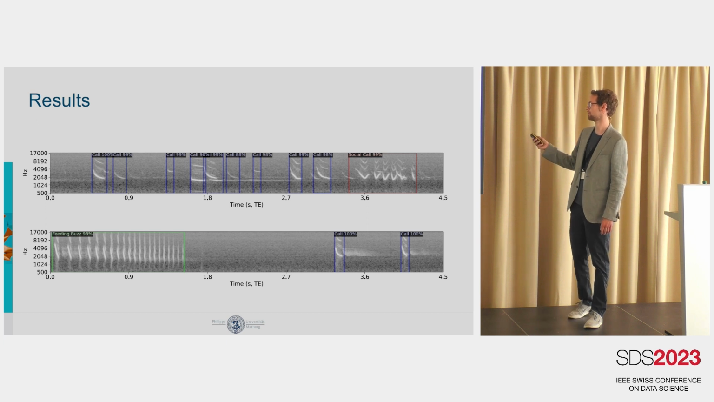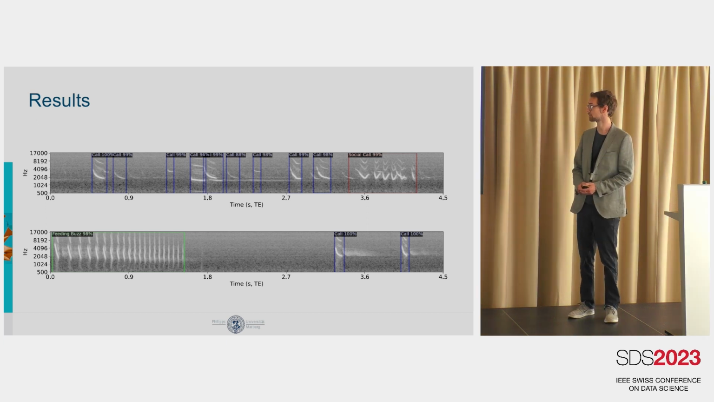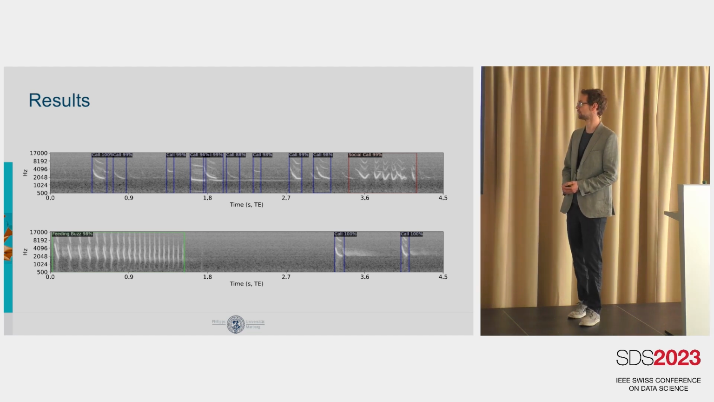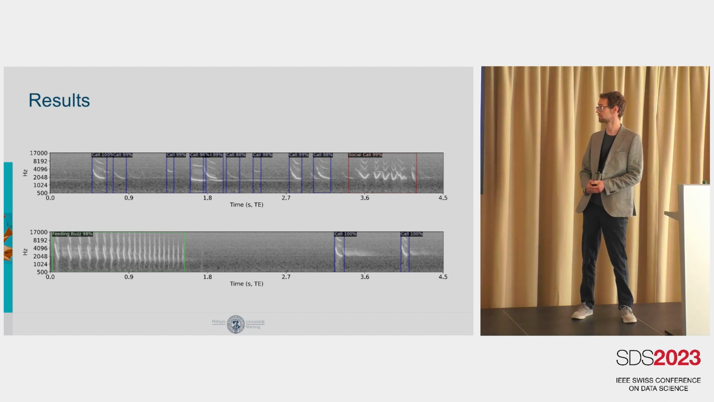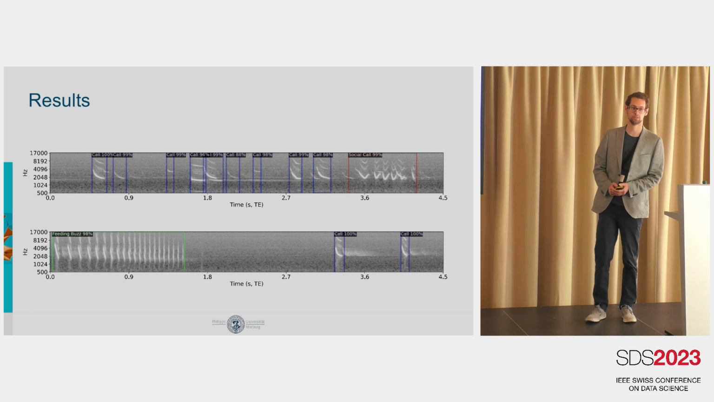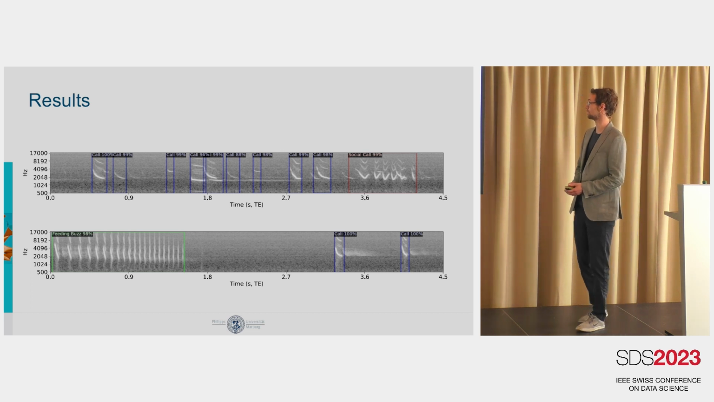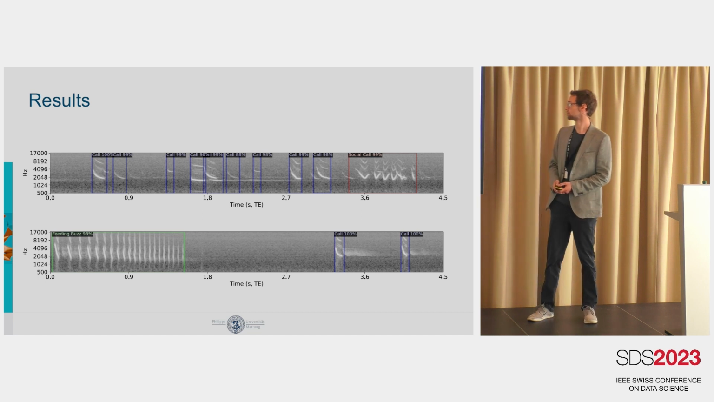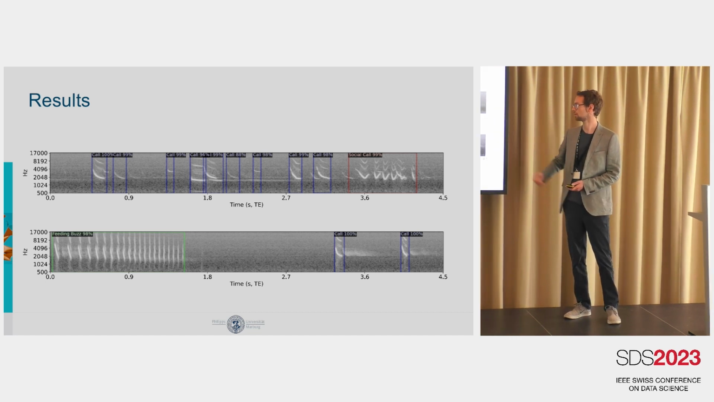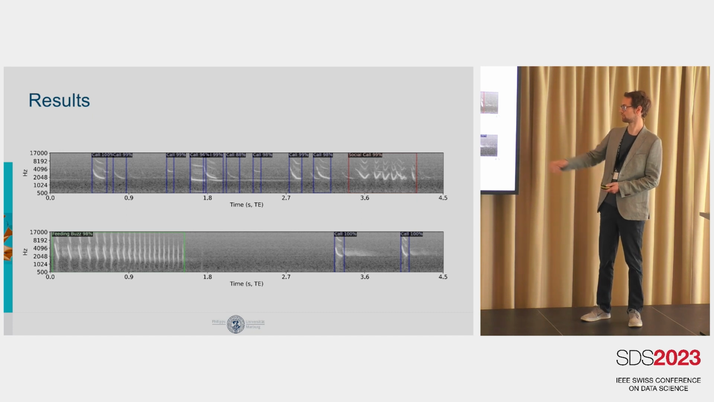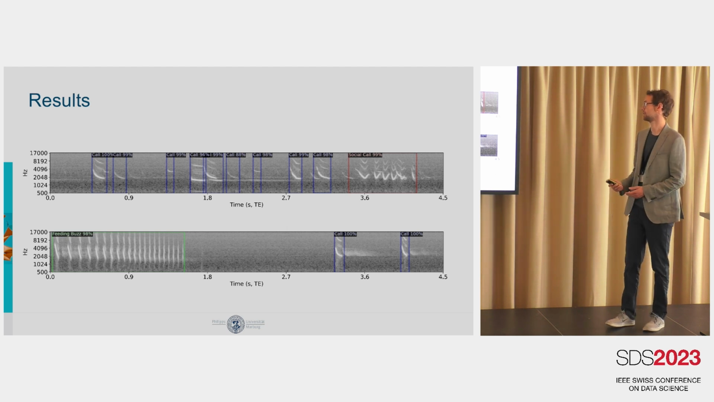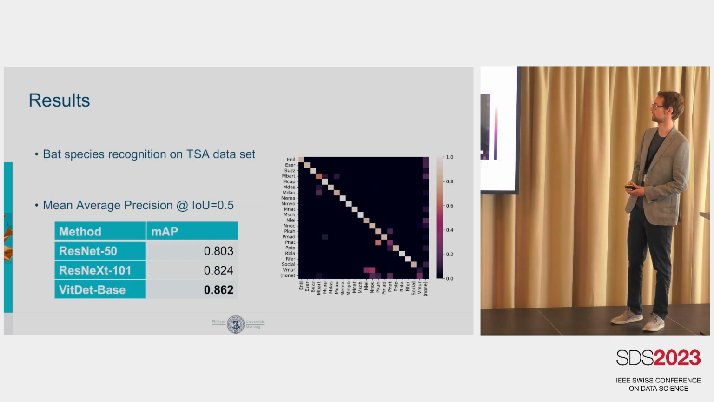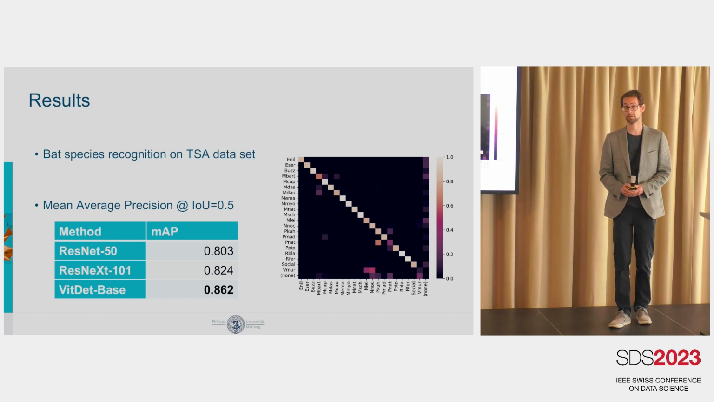So maybe a better explanation than those numbers is a visualization of the results. In the upper spectrogram, all echolocation calls were captured very precisely and recognized as echolocation calls. Also the social call here in red is captured pretty well. The box is a little bit too wide, but it's still okay. And the feeding buzz in the lower image is also captured very nicely. So this is about bat behavior recognition.